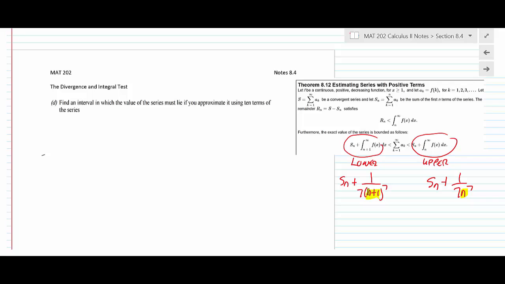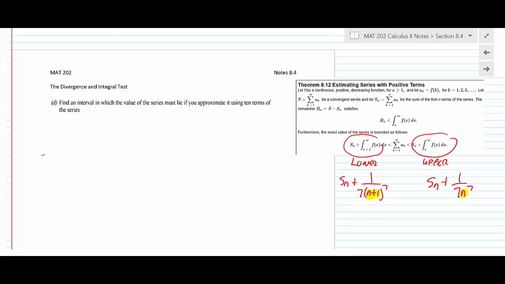Like for instance, here's a simple way to do this. 1/8 is less than 1/2, right? Because the numerators are the same, but that denominator is bigger, okay? If you cross multiply this way, you get 2 less than 8, okay? So we know that that is smaller than that, so that is how you can make sense of how these upper and lower bounds work then, okay?